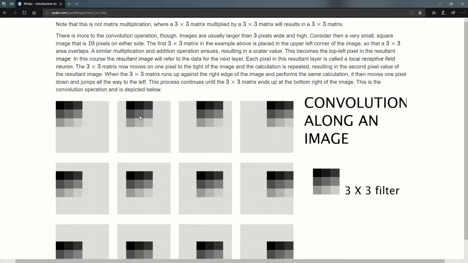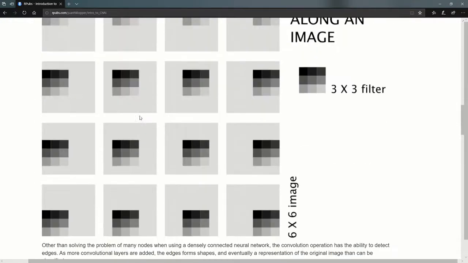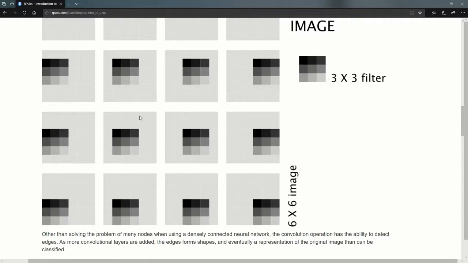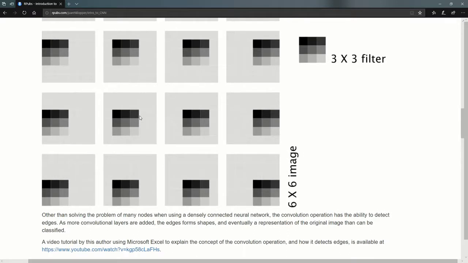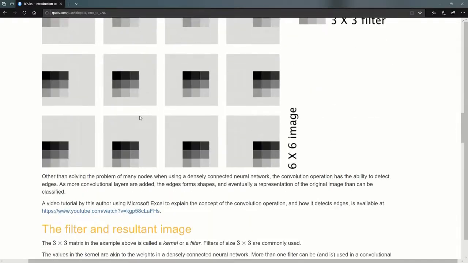It's going to give me a second scalar value, and that becomes the second pixel on the top of my resultant image. And so I move on and on and on across to the right-hand side, drop down one, move across to the right, drop down one, move across to the right, till I get to the bottom. And that is the convolution operation, and it's going to build up for me a new resultant image.